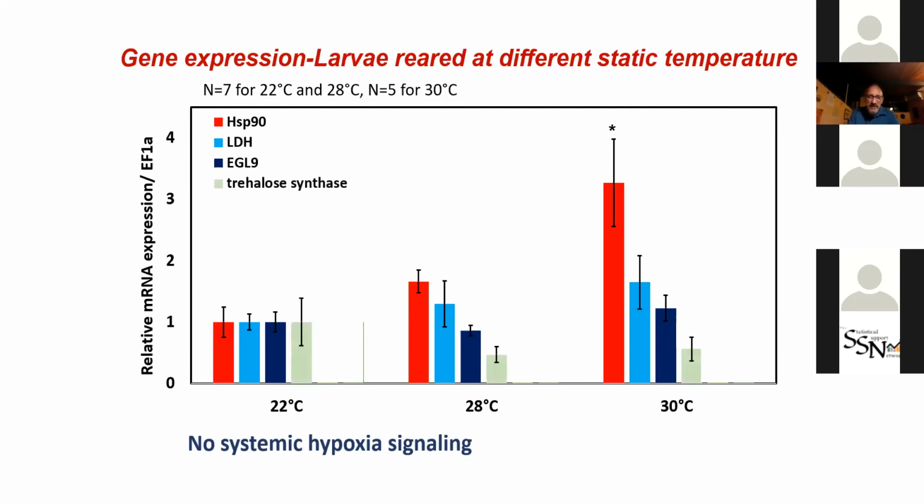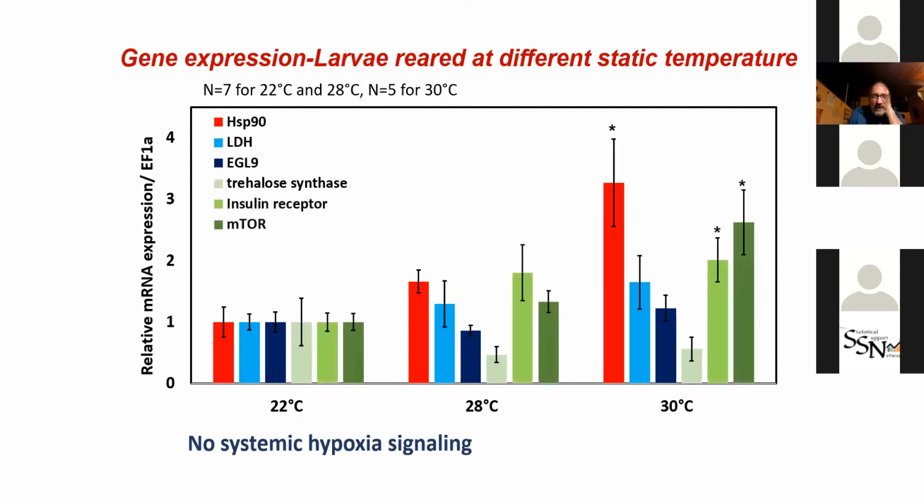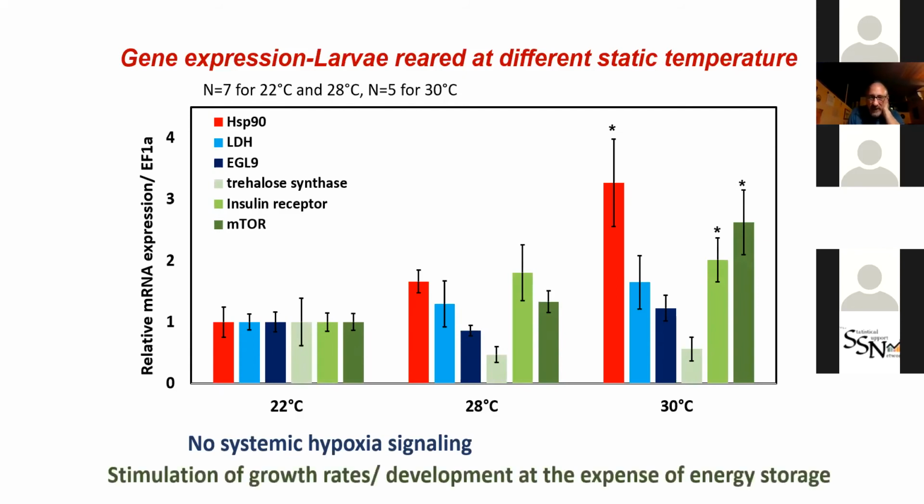What we do see though, which is kind of interesting, is this reduction in trehalose synthase. This is a storage sugar. And what we also see is this increase in insulin receptor, which is regulating growth and development, and another gene called mTOR, which is very important. So we basically get the stimulation of growth rates and development at the expense of energy storage.